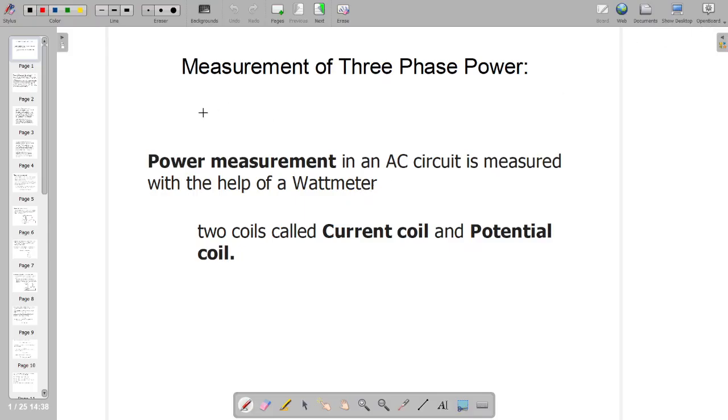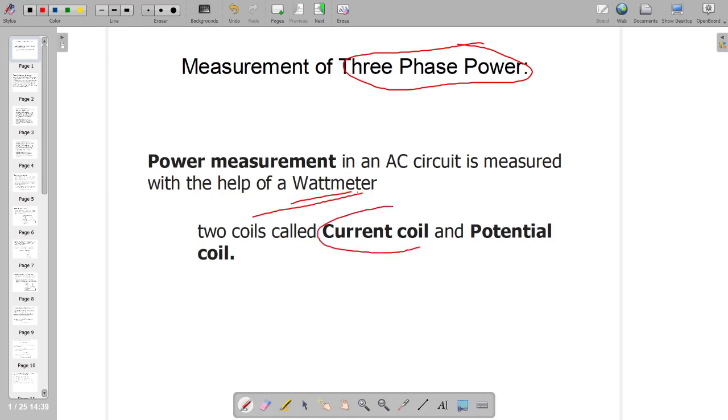Hello everyone. Today our topic is measurement of three-phase power. So basically, the power in an AC circuit is measured with the help of a wattmeter. The wattmeter has two coils.